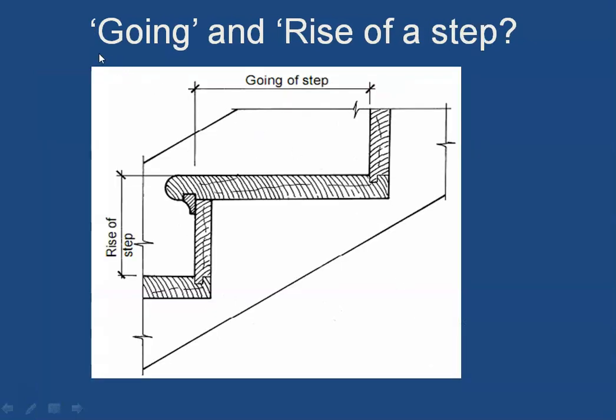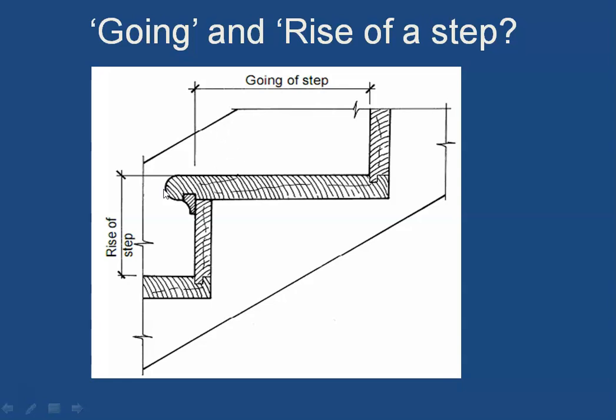Now similar to the going and rise of a flight, there is also a going and rise of a step. If you look at just one step, the distance between the face of the riser and the face of the next riser is called the going of the step, while the distance from the top of one tread to the top of the other tread is called the rise of the step. So what is the difference between going and tread?